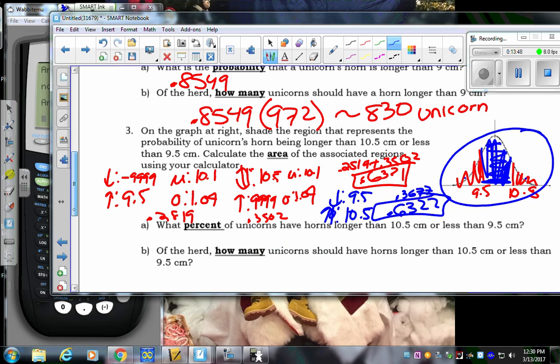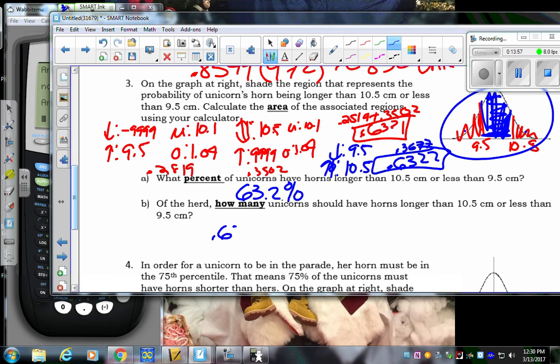So what percent? We'll say it's about 63.2%. Of the herd, how many? So taking that decimal and multiplying it by the 972, you get about 614 unicorns.